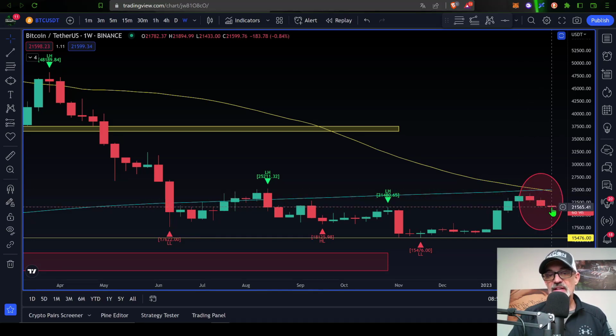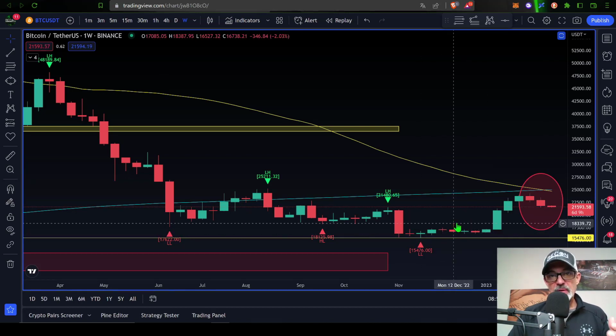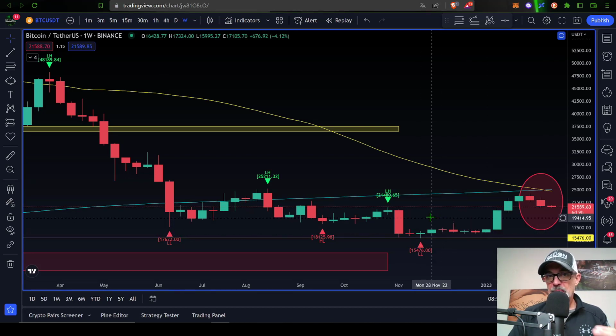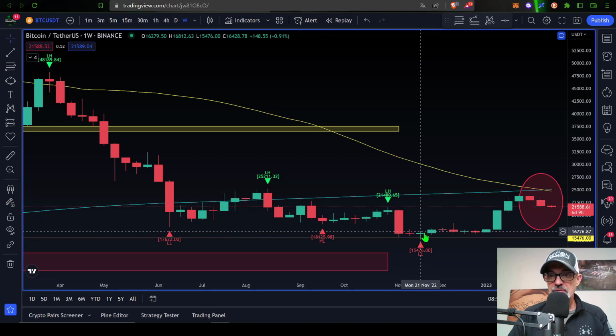If it does sell off, more than likely we're looking at lows down below the most recent low of 15.5. That would be a textbook bull trap, to sell off lower than the previous low, which was right back here at 15.476, so call it 15.5.